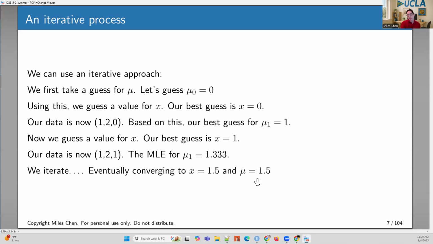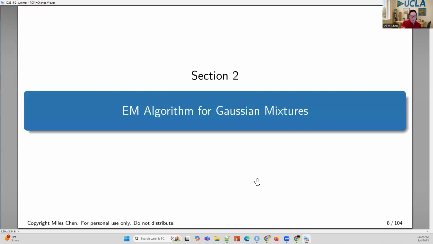So we're going to take this idea of trying to figure out both the missing values and the unknown parameters in this iterative fashion, where we update our guesses for the unknown parameters and update our guesses for the missing values.